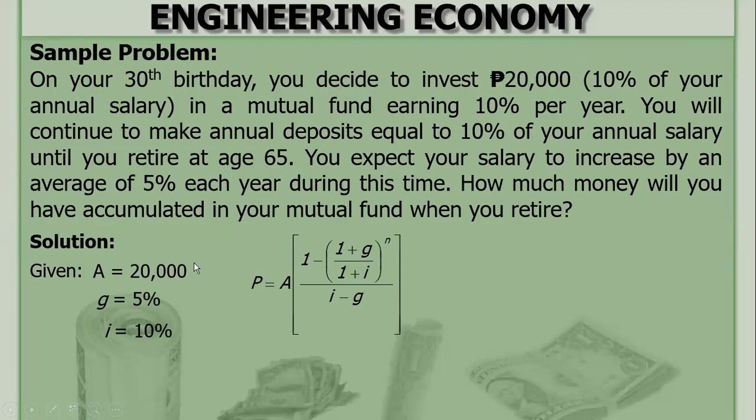Again, this is a basic problem for geometric series. This is the formula. Now our problem here is in how many periods? You start at your 30th birthday, you end at 65. Others would just deduct 65 minus 30, and that's 35. But that is wrong. For example, you have 5 payments. You start with 1: 1, 2, 3, 4, 5. 5 payments, so your N is equal to 5.